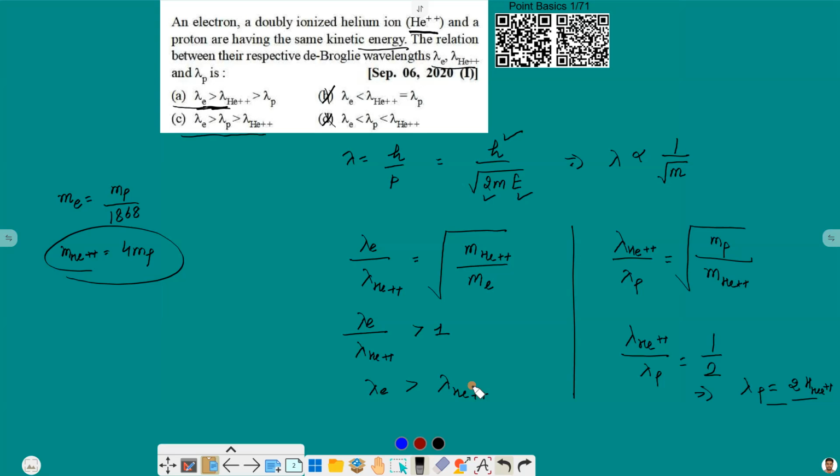So from this we can say that lambda of proton is greater than lambda of He positive, and we already concluded that lambda of electron will be way higher as compared to lambda of helium. So basically we have the relation: lambda of electron is the greatest, then comes lambda of proton, and then lambda of He positive, and that is our option C. So option C is going to be the right answer here. Let's move to the next one.